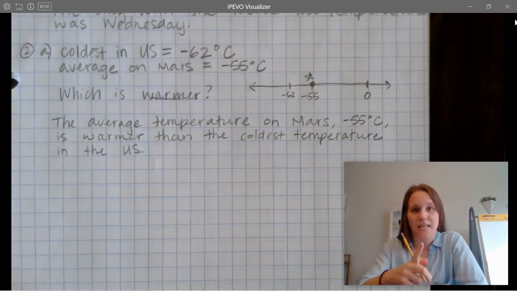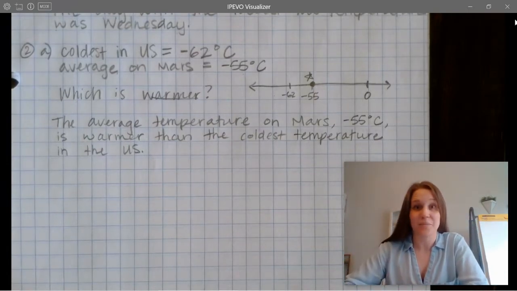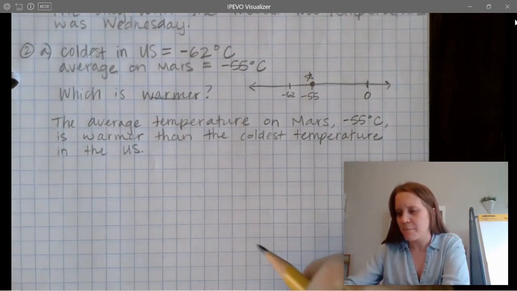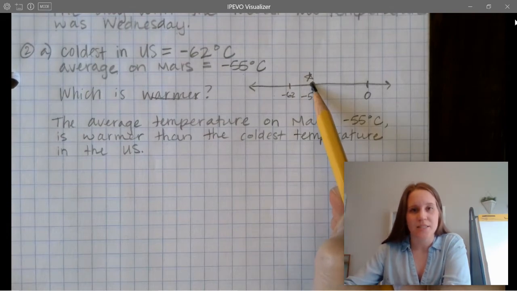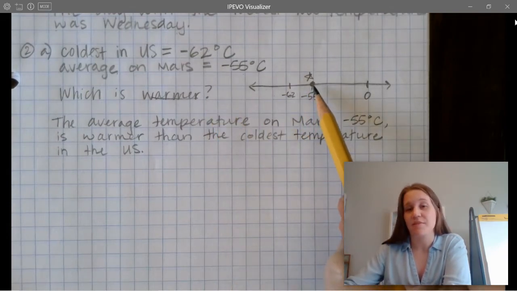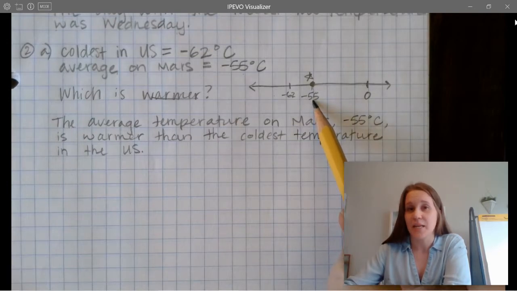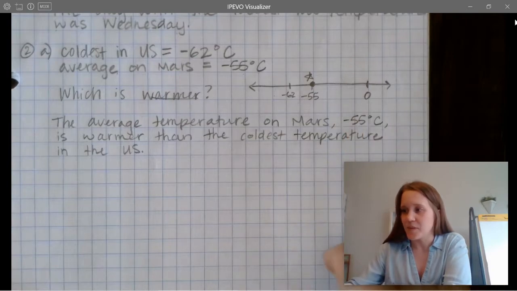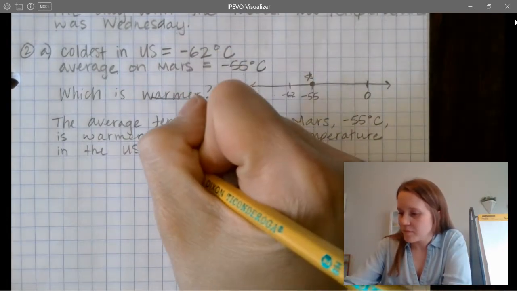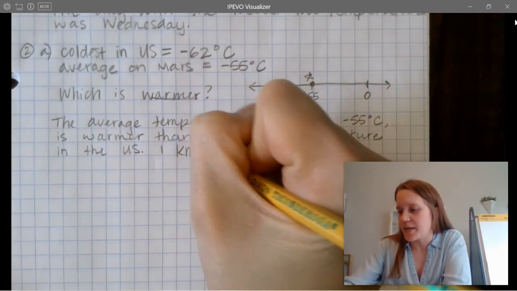This question did say explain how you know. And I'm really glad it did because we didn't get to explain on the first one. So this is great practice. I know that because a warmer temperature means a greater temperature, and negative 55 is farther to the right on a number line, showing that it's greater. You can put your reasoning in your own words, or you can copy the words that I have. I'm just going to start by writing, I know this because.